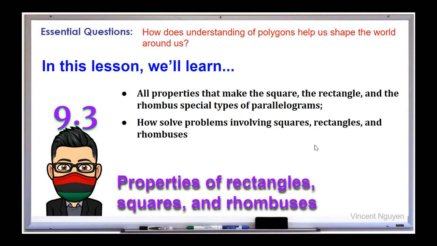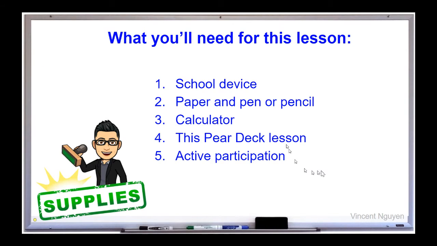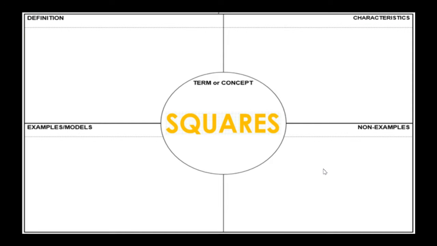So, how does understanding polygons help us shape the world around us? Well, today, one of those polygons will be these special parallelograms that we have talked about. And today, we're going to take a closer look at their properties and how to use their properties to solve problems involving squares, rectangles, and rhombuses. Okay. So let's first talk about the squares.